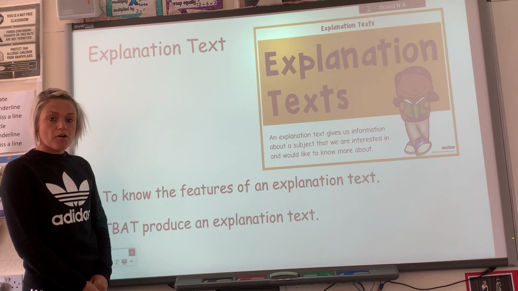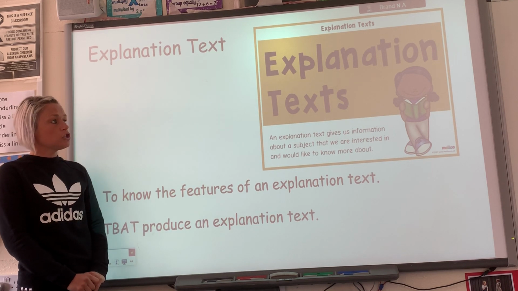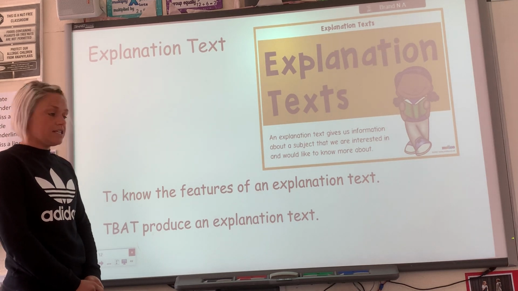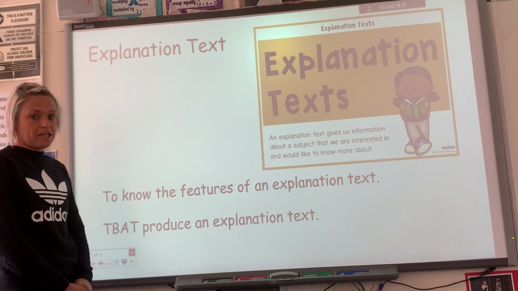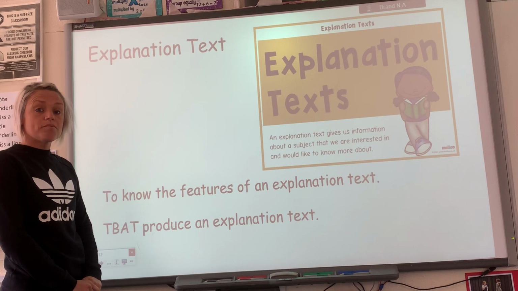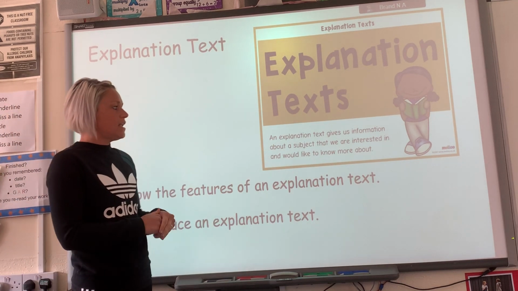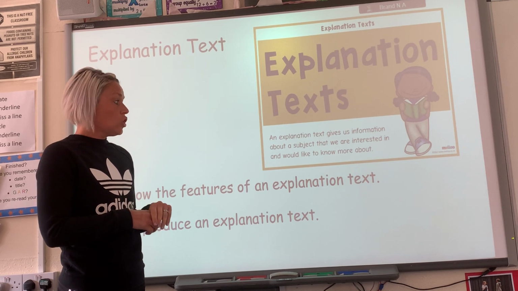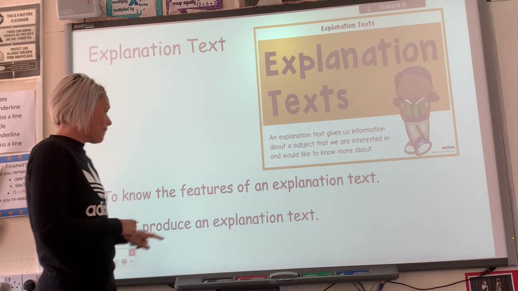Morning Year 4, so here we are for our Big Write lesson this week. You're going to be producing an explanation text. So hopefully by the end of the 2 lessons you will know the features of an explanation text and you will also have produced one. So it says here, an explanation text gives us information about a subject that we are interested in or something we would like to know more about.